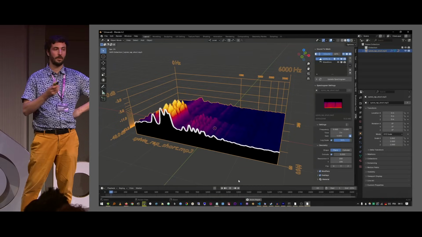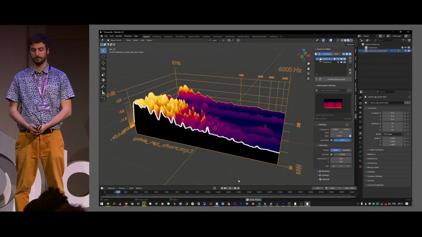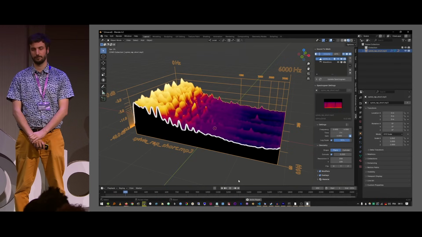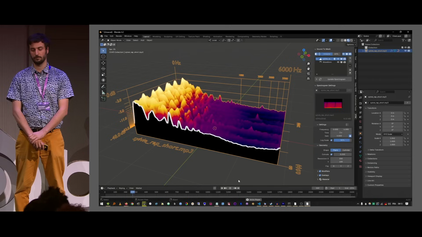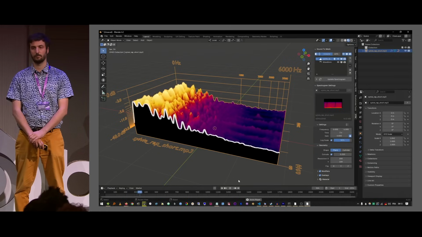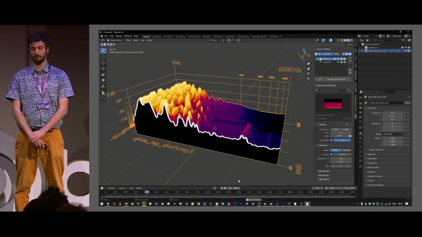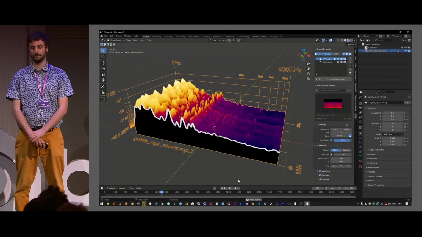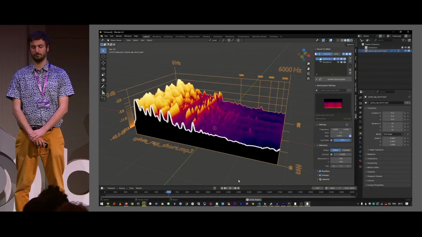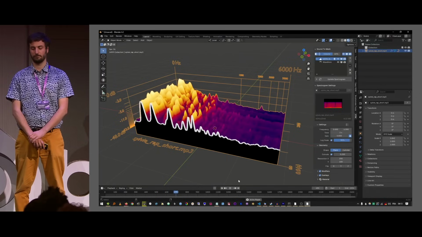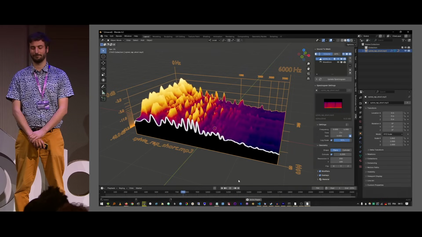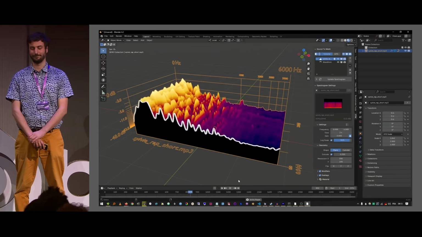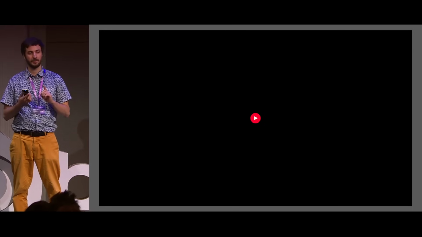this is an example with a more complex sound. So this music was made by the same person who made the flute I just used to play the first signal.